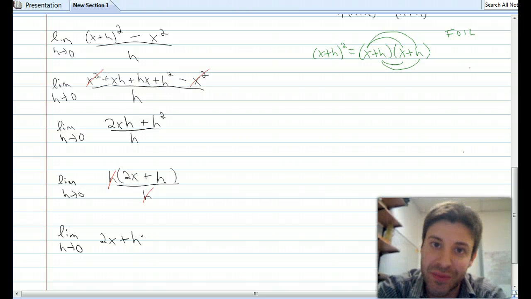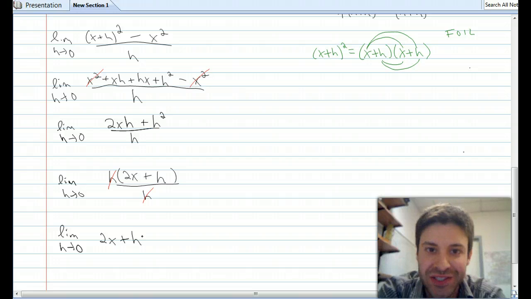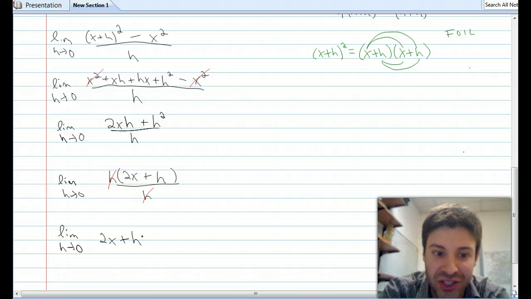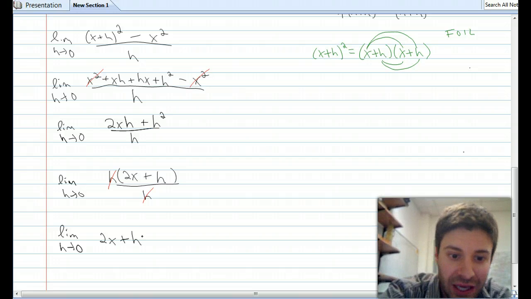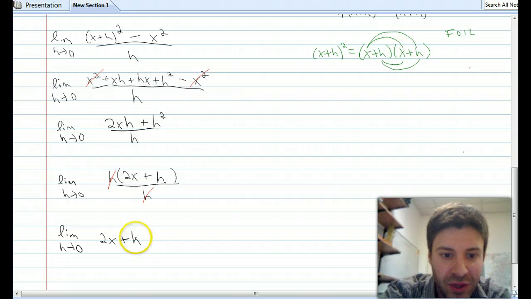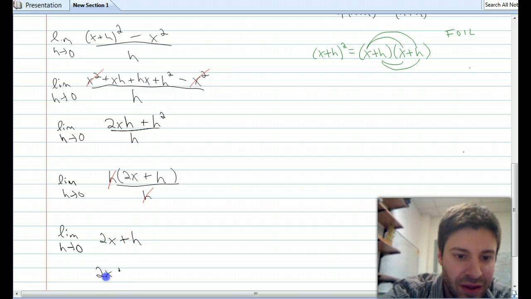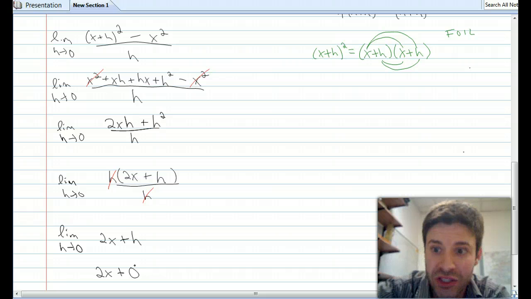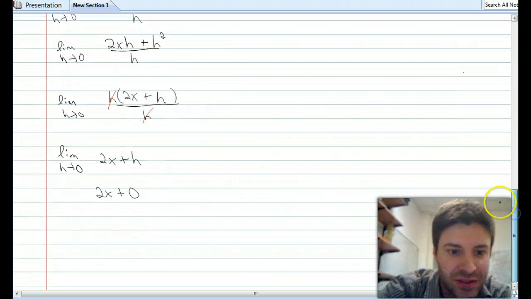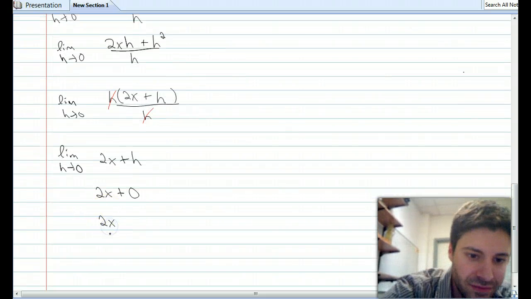Now we actually get to take a limit. It's an easy limit, but we get to take the limit. Taking a limit as h goes to 0, usually the first thing that you try to do is just plug in h equals 0. Can we plug in h equals 0? Yes, we can. We can plug it in right there. If we plug in h equals 0, we have 2x plus 0. And obviously 2x plus 0 is just 2x.